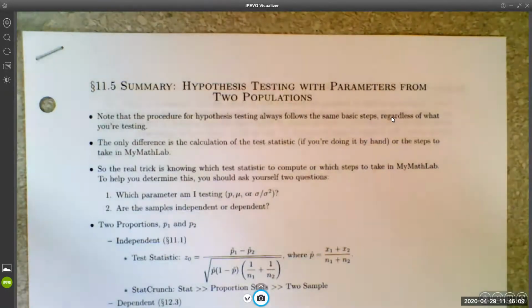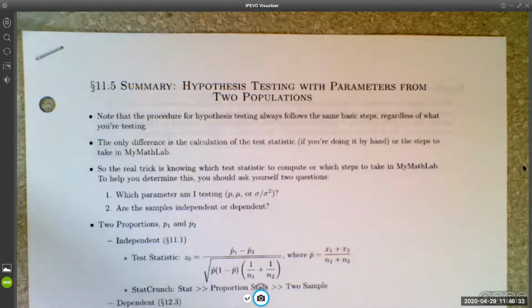Okay, last section in chapter 11, 11.5. It's just a summary of the rest of the stuff that we did in chapter 11. So nothing new here. But at this point, it would probably be good to summarize what we've talked about. So we talked about five new hypothesis tests in this section.